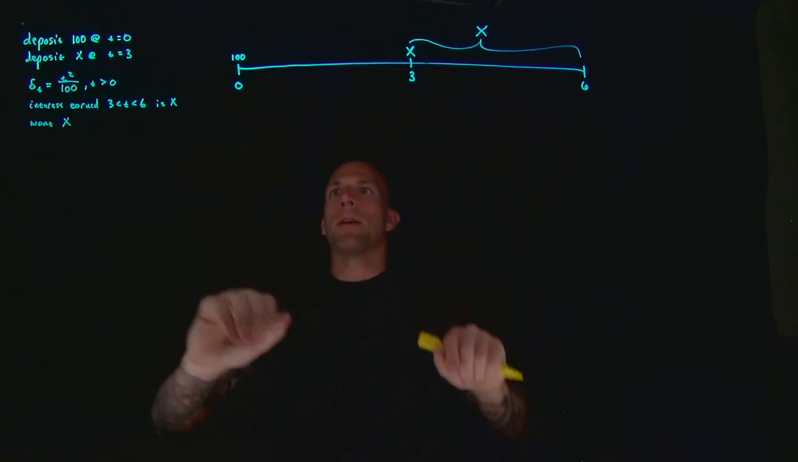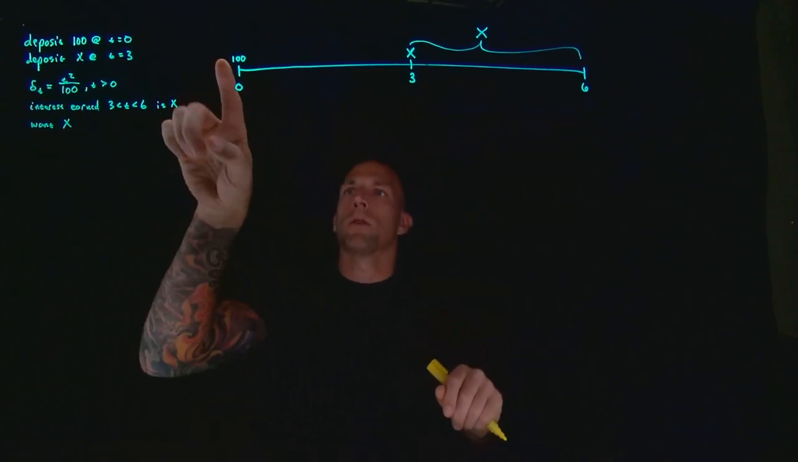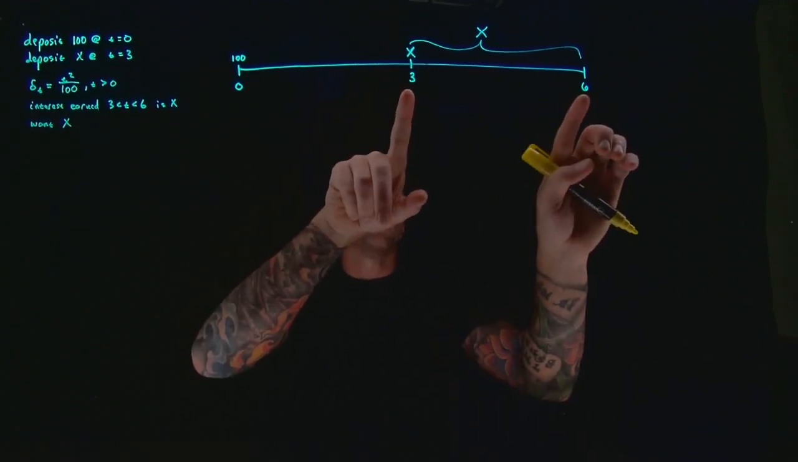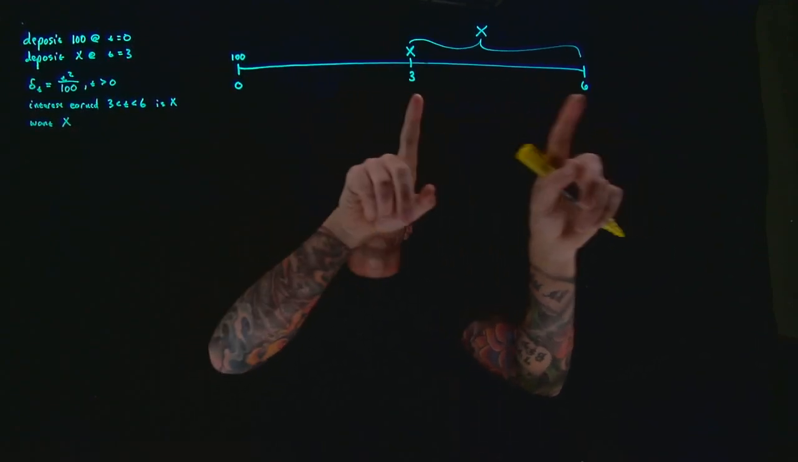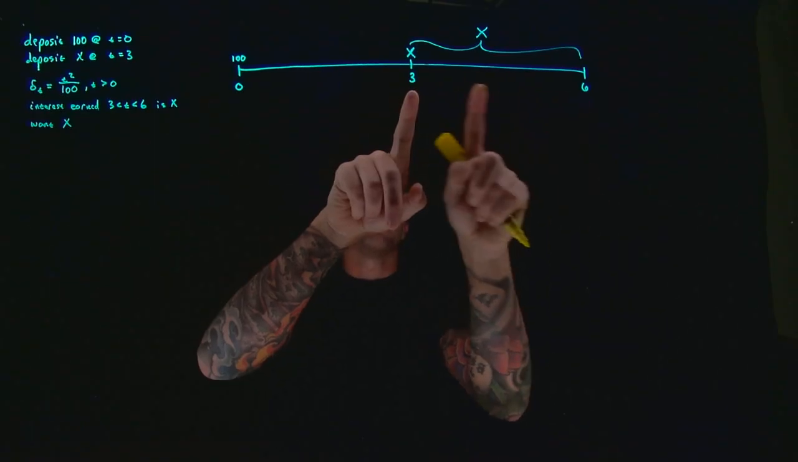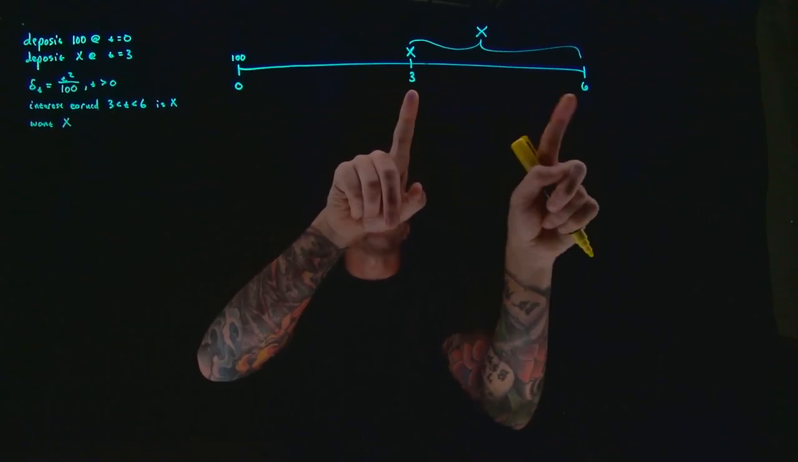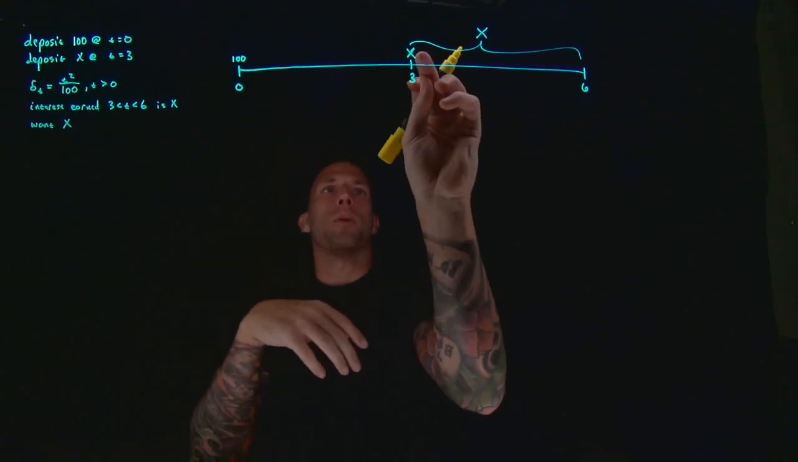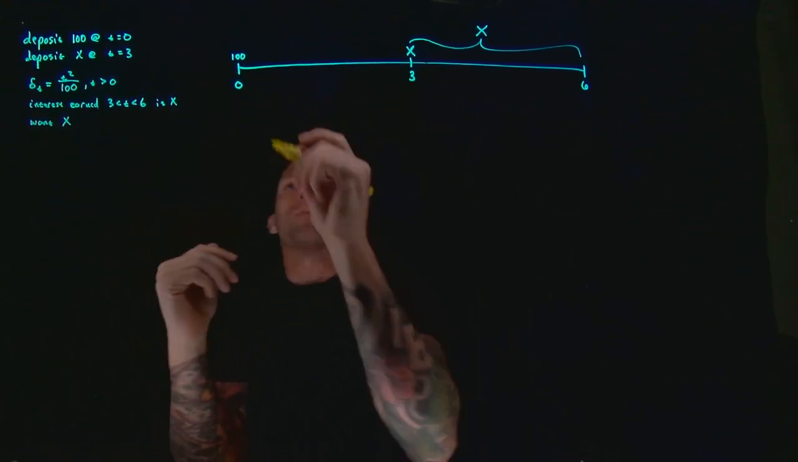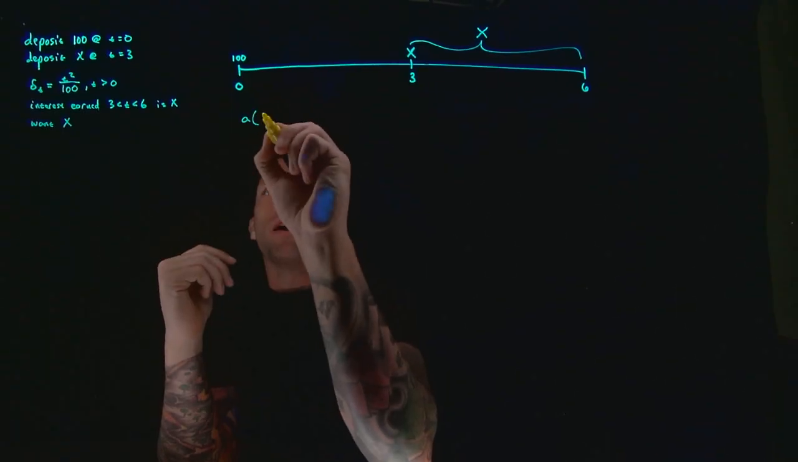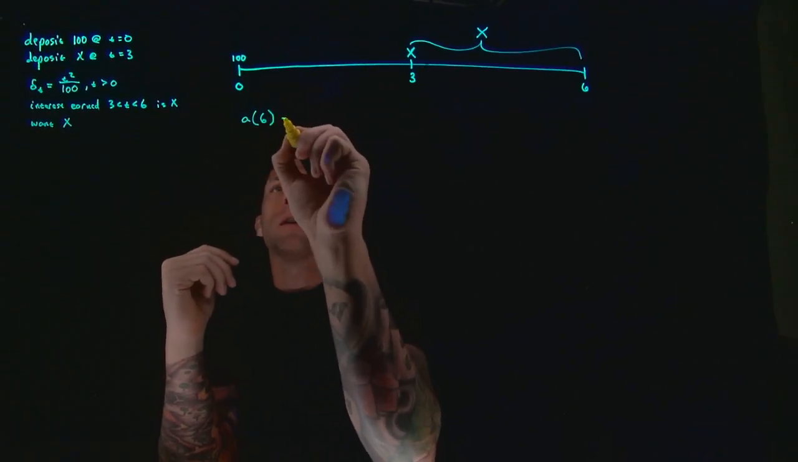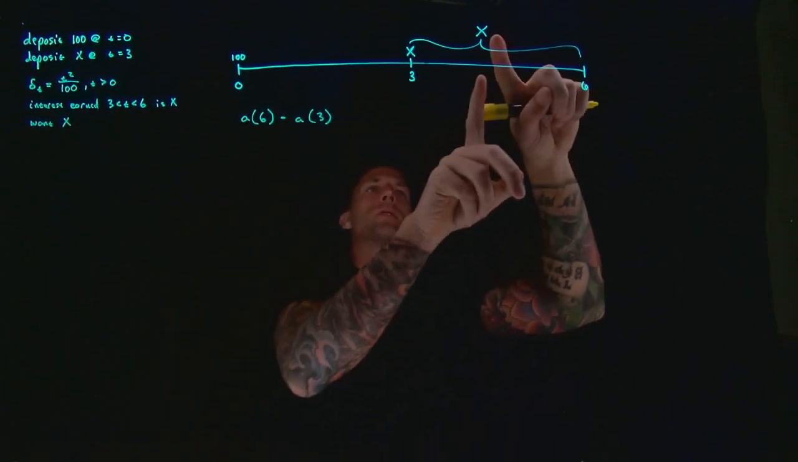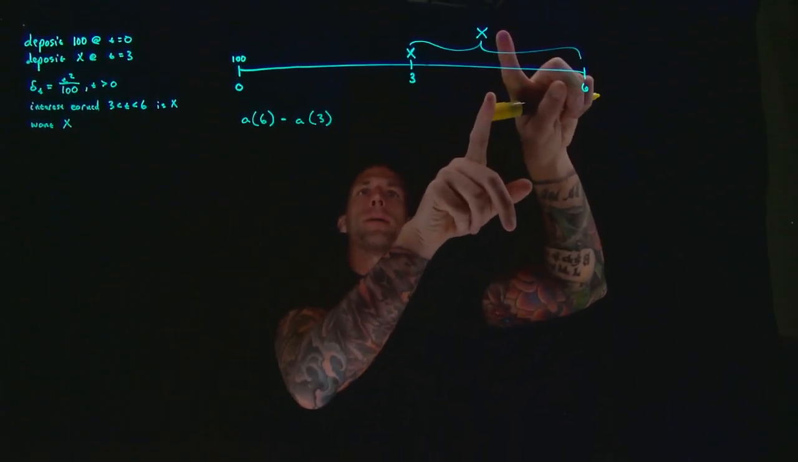So I've got the timeline written out here. Year 0, deposit 100, time 3, deposit x. Done accumulating at time 6, and the interest earned between time 3 and time 6 is also x. So if we didn't have this deposit right here, this would be a very simple problem. We would take the accumulated value at time 6 and subtract off the accumulated value at time 3, and that would give us the interest earned right here.